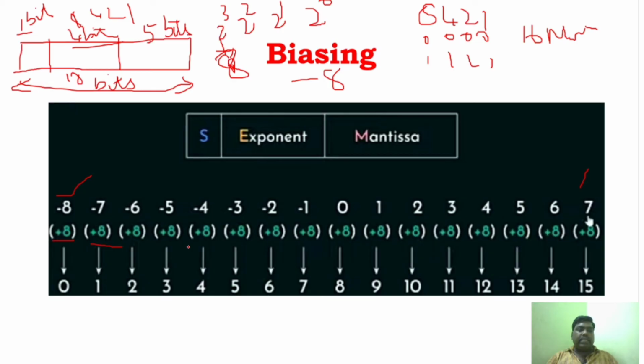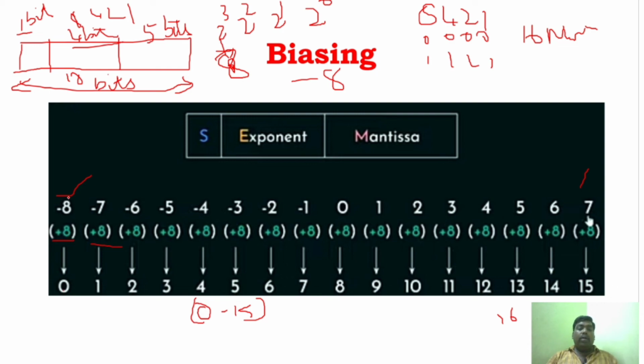If I add plus 8 to all these numbers, what will happen? You can see here the range will be from 0 to 15, correct? If you add all these, it will be 16 numbers, same like the 8421 code. Now, what is the advantage of this particular representation? By using biasing, I can represent the negative values as well.